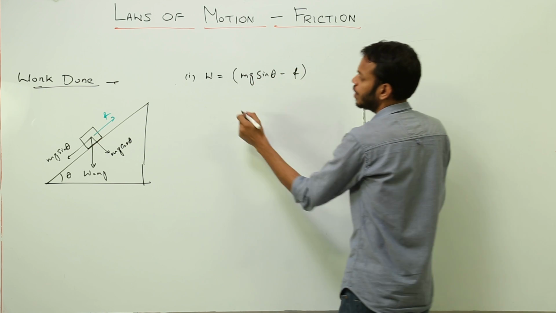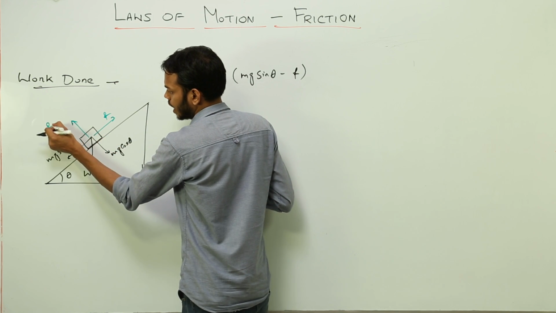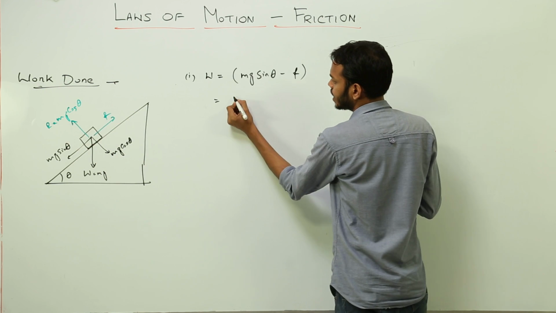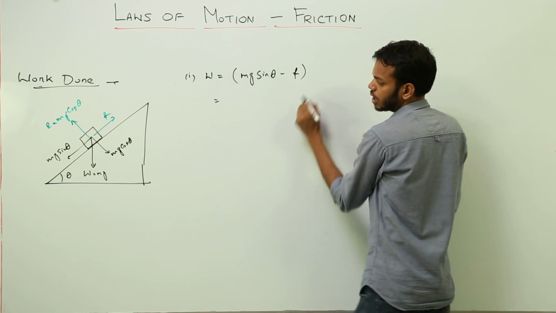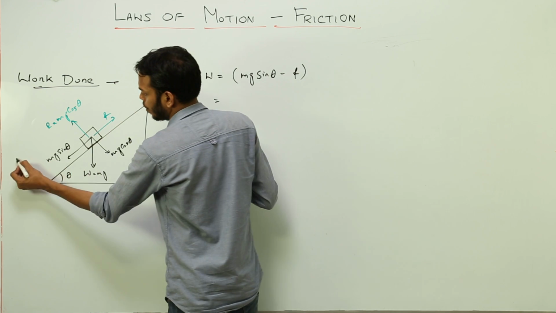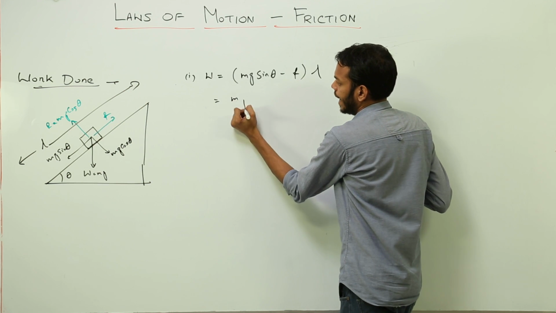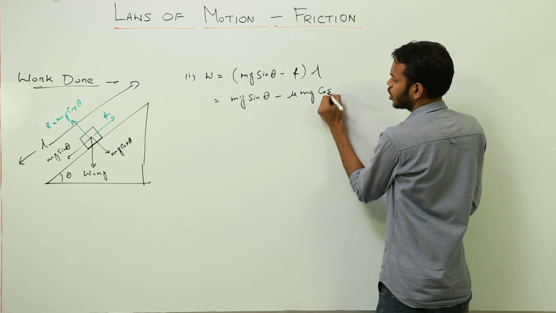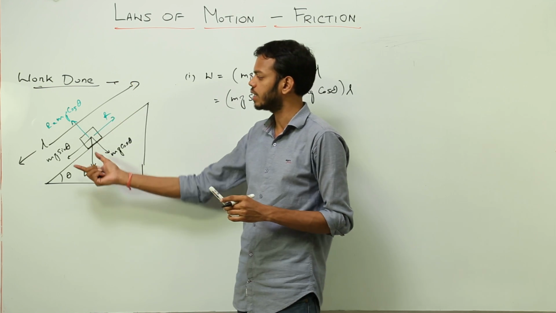What is frictional force? Frictional force is mu R. And what is normal reaction? This is the normal reaction, which is this component mg cos theta. So is this whole equation the final answer? No, work done is net force into the displacement. Suppose this is the length L of the inclined plane. So this thing multiplied by length: (mg sin theta minus frictional force, which is mu mg cos theta, that is mu R), right? So this force multiplied by L will give you the work done by the gravitational force in taking the body down the inclined plane.